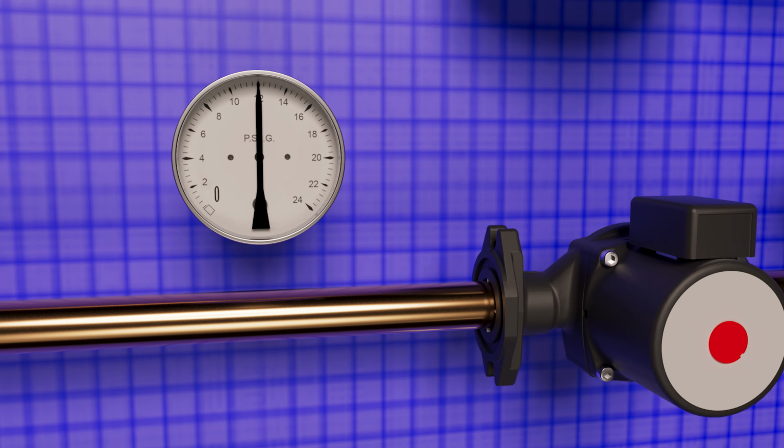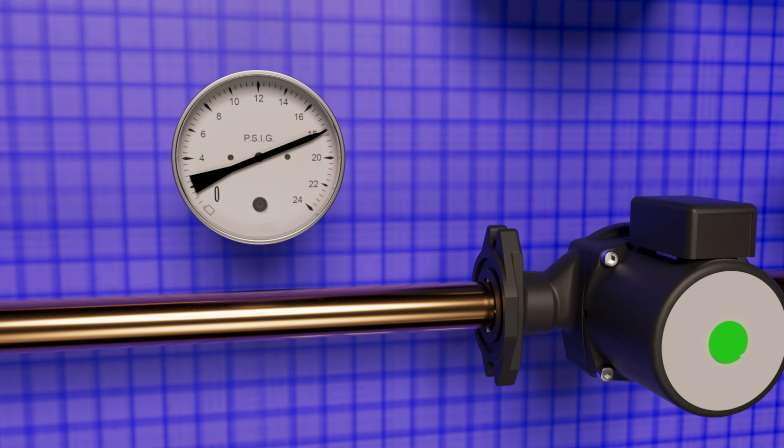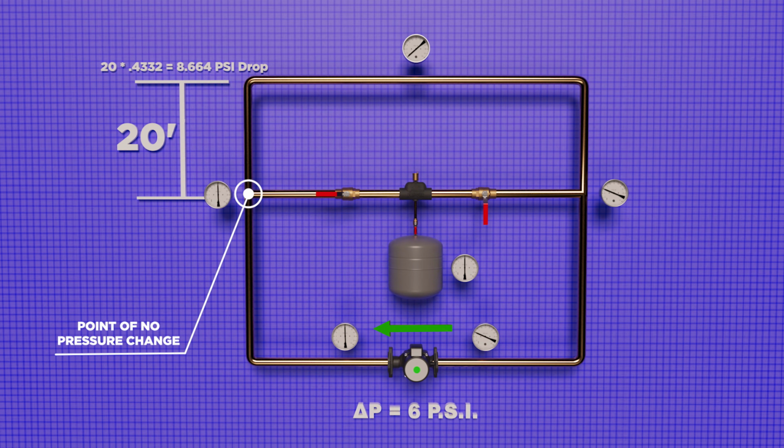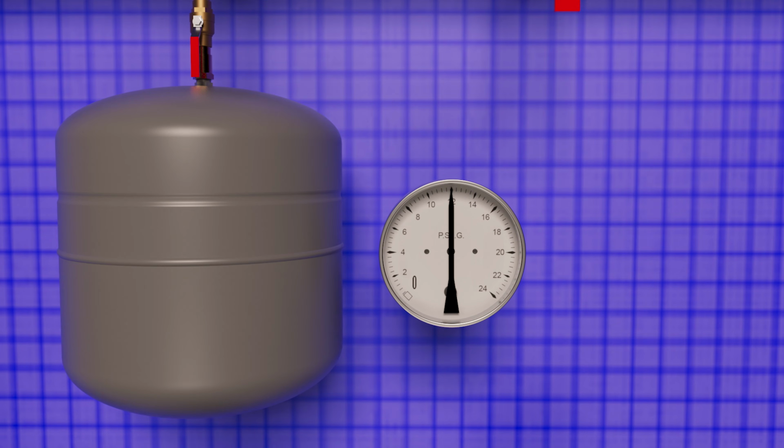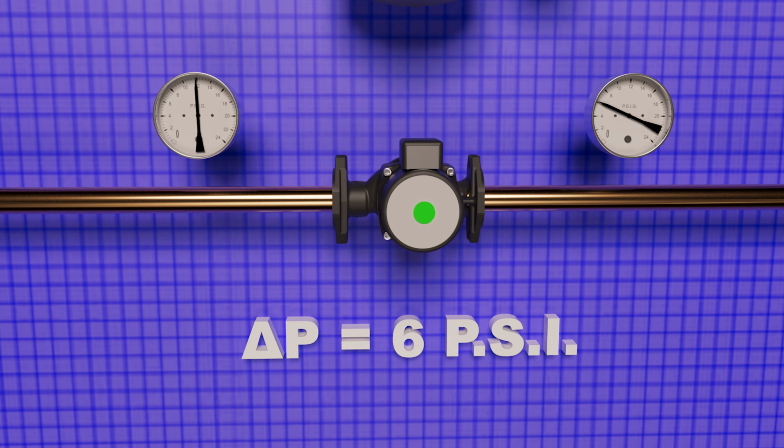Previously, with the expansion tank in the correct position, we were able to achieve 18 psi on the discharge of the circulator. But now that we're pumping into the point of no pressure change, we can only achieve the pressure at that point. Since the expansion tank is charged to match the system pressure, in this case 12 psi, the circulator is unable to increase the pressure beyond 12 psi at that point. So our discharge pressure at the circulator is 12 psi.